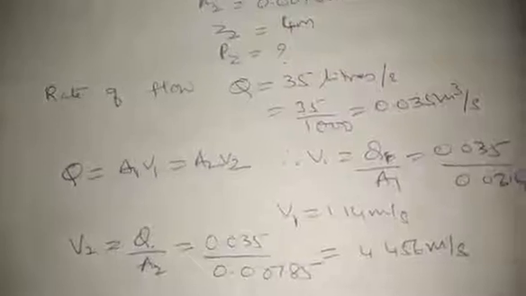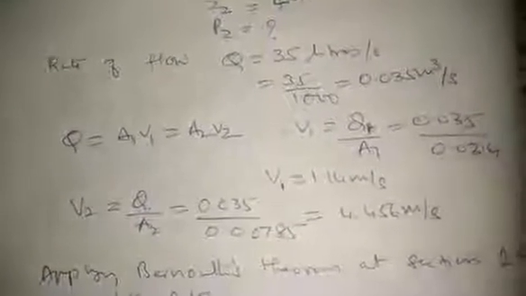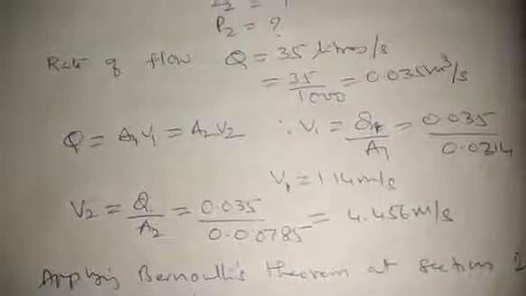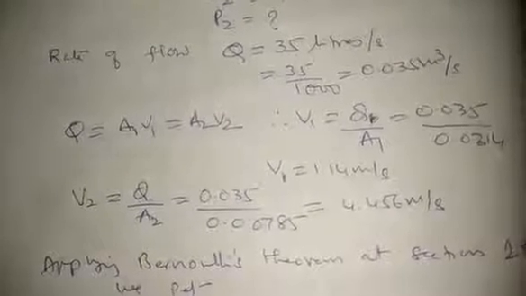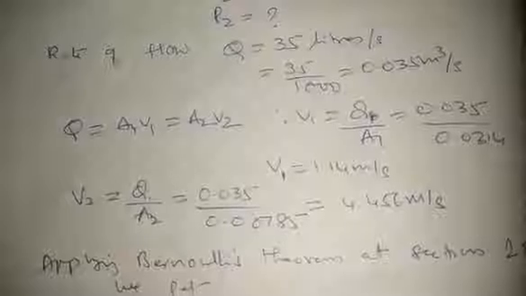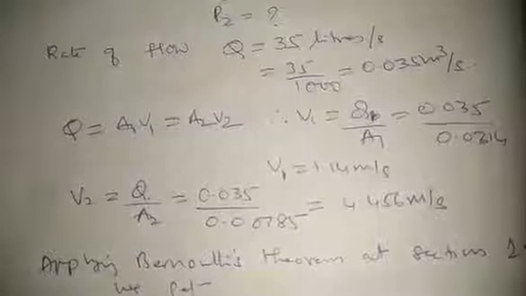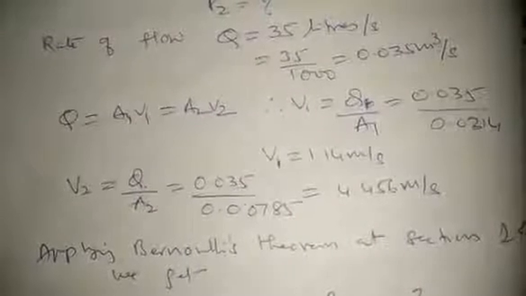So what is rate of flow? It is basically discharge. Discharge is given. Q is given 35 liters per second. Convert that into meter cube. So divided by 1000, you'll get 0.035 meter cube per second. So we have to find out V1 and V2. So Q is equal to A1V1 is equal to A2V2. From that, V1 is equal to Q by A1. From the above equation, you will get V1 is equal to 1.14 meter per second.